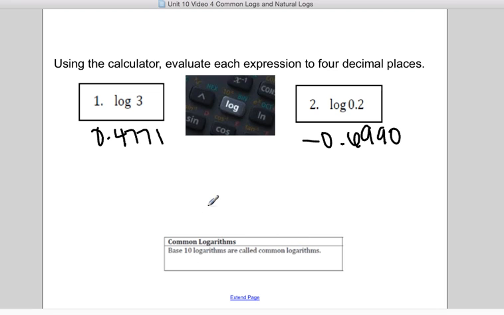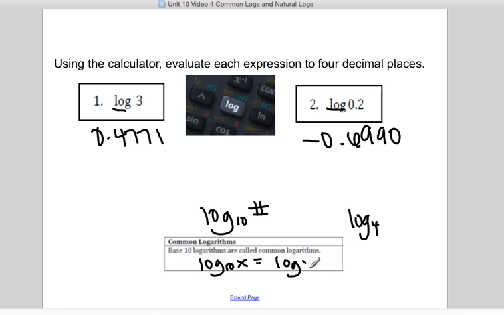Okay, so these are common logs. So it would be log base 10 of whatever number. We don't write the 10 because that's what the log means. If I want to use a different base, like log base 4, I'll write the number 4. But common logs are log base 10 of x, which we write as log of x. So they mean the same thing.